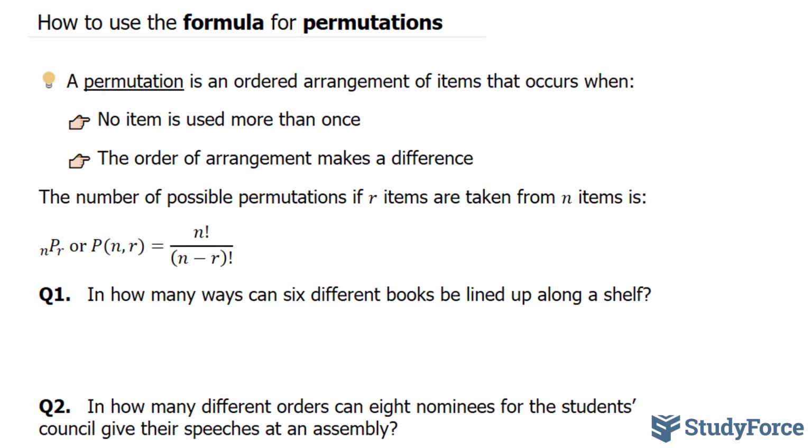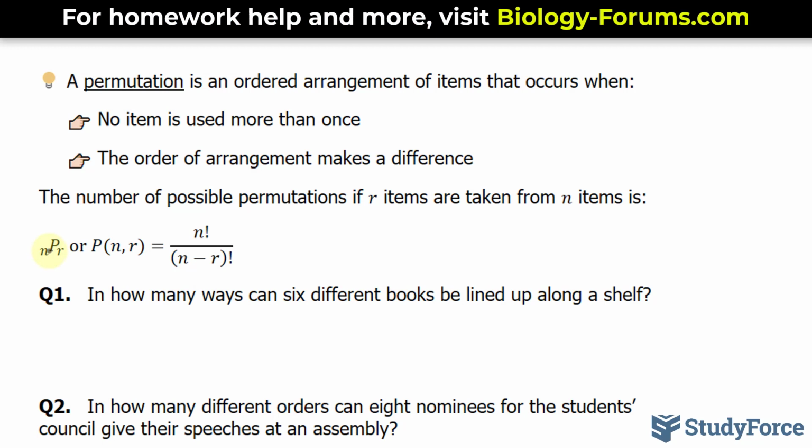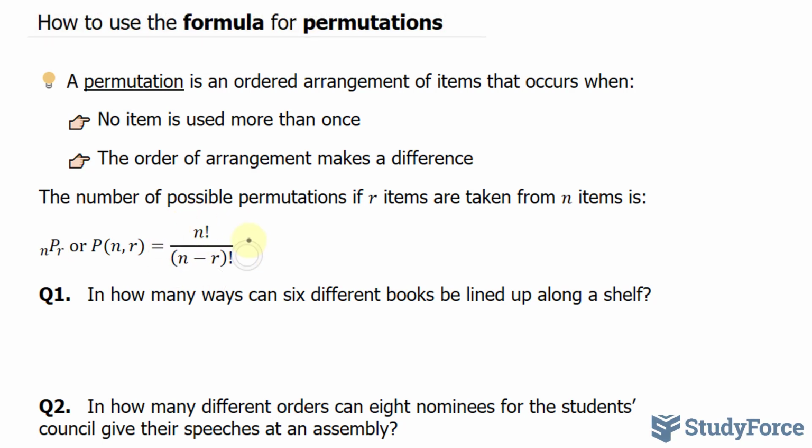In this lesson, I'll show you 4 examples on how to use the formula for permutations. A permutation is an ordered arrangement of items that occurs when no item is used more than once and the order of arrangement makes a difference. The number of possible permutations, if r items are taken from n items, is denoted right here, where this is read n pick r, or the number of permutations of r items taken from n, and that's equal to n factorial over (n minus r) factorial.